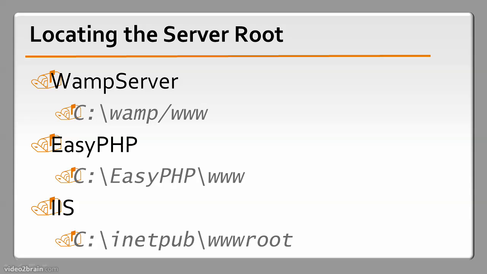htdocs is the most common name for the server root folder, but WAMP server uses www. So does EasyPHP, and IIS serves web files from C:\inetpub\wwwroot. On remote servers, the server root is usually called htdocs, but public_html is also very common. Throughout this workshop, I'm going to be using XAMPP on Windows, but it doesn't matter what your setup is. As long as you store your files in the testing server root, you should be okay.